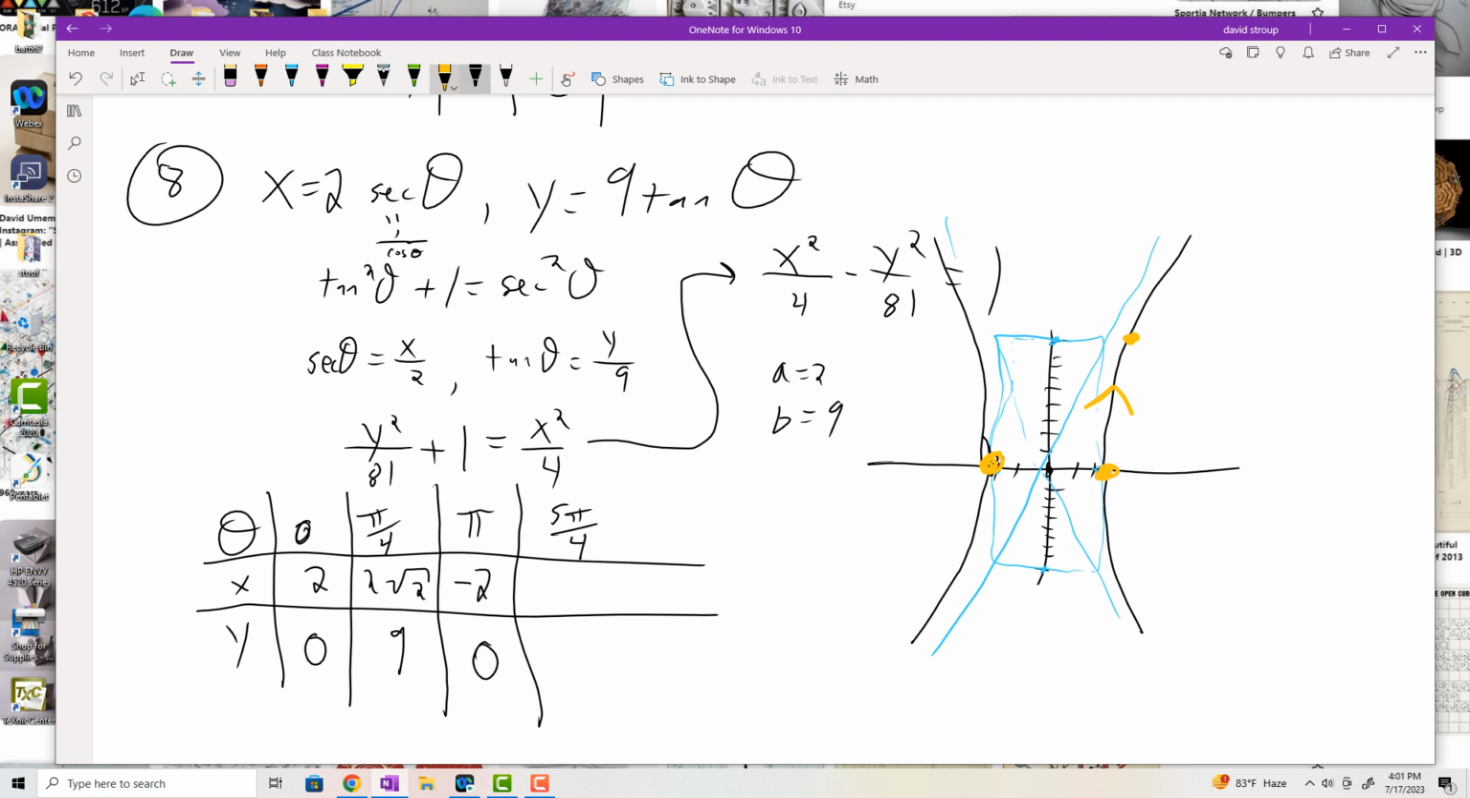And then 5 pi over 4. Where the heck is 5 pi over 4? 1, 2, 3, 4. It's in the third quadrant. And secant of 5 pi over 4, cosine is going to be negative in that quadrant, so this would be -2 root 2. So good, I'm on the other branch still. And then tan of 5 pi over 4 in the third quadrant is going to be positive, so it's just going to be a 1. Tan of 5 pi over 4 is 1, and then times 9 is 9. So again, the orientation on the other branch is going upwards, like that.